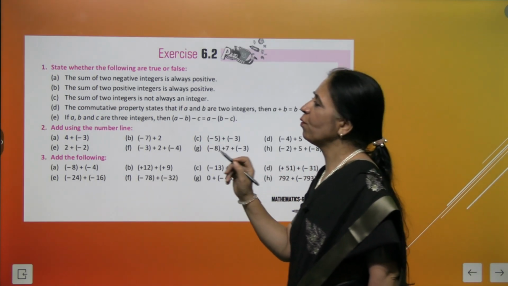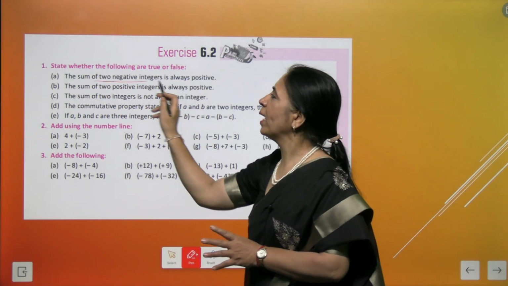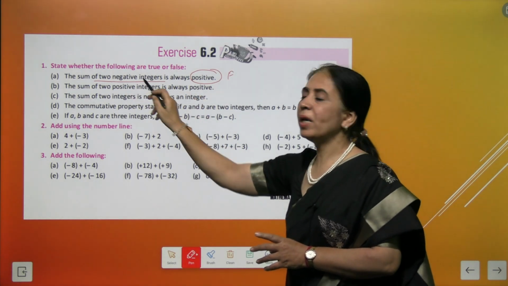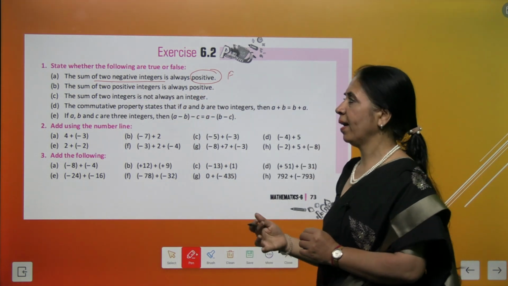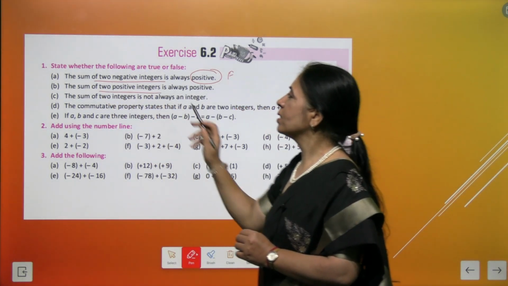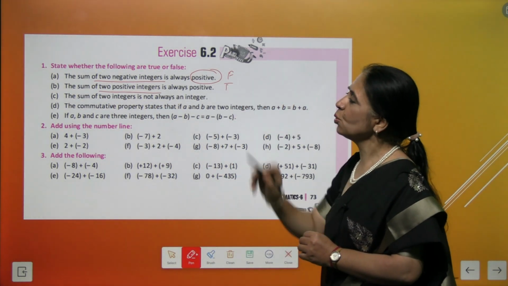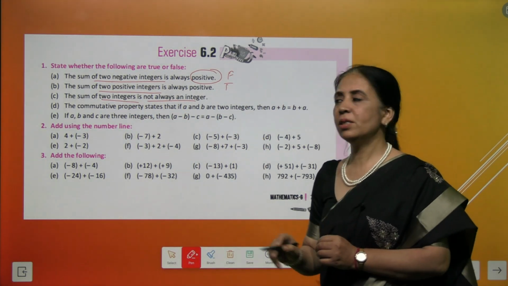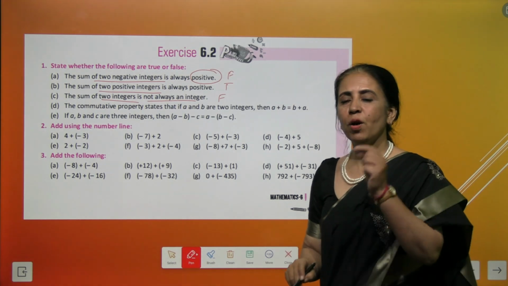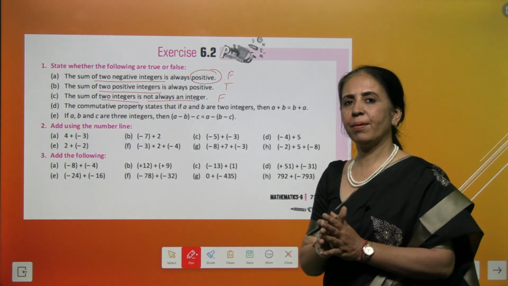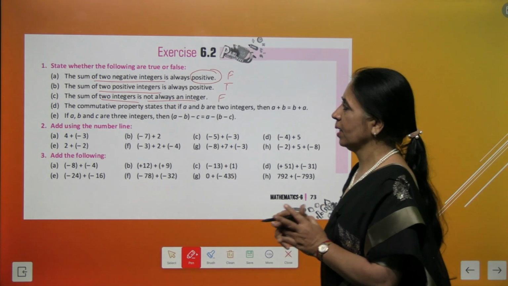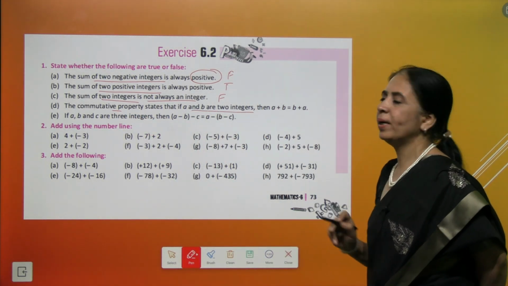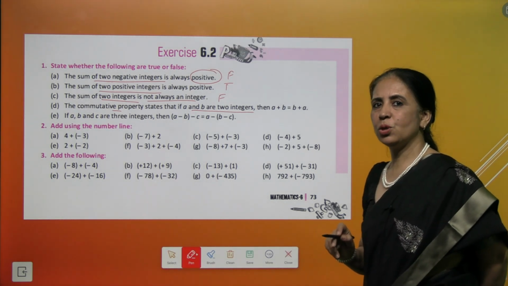Now coming to true and false, the statement is the sum of two negative integers is always positive. This is a false statement because two negative integers का sum हमेशा negative आएगा and the sum of two positive integers is always positive. This is a true statement. The sum of two integers is not always an integer. It is a false statement because for integers, अगर दो integers को आप add कर रहे हैं, answer will always be integer. And the commutative property states that if a and b are any two integers, then a plus b is equal to b plus a.